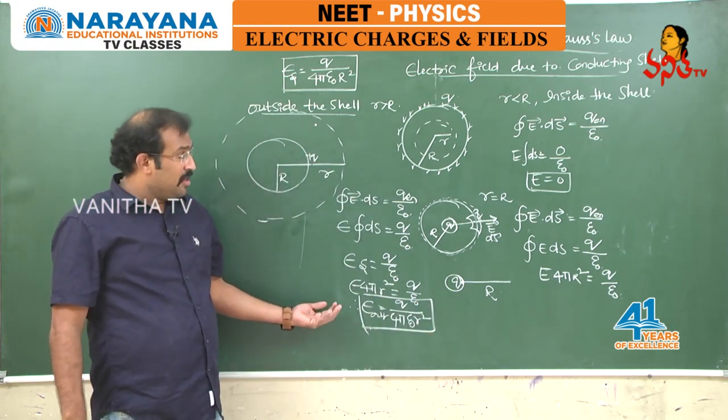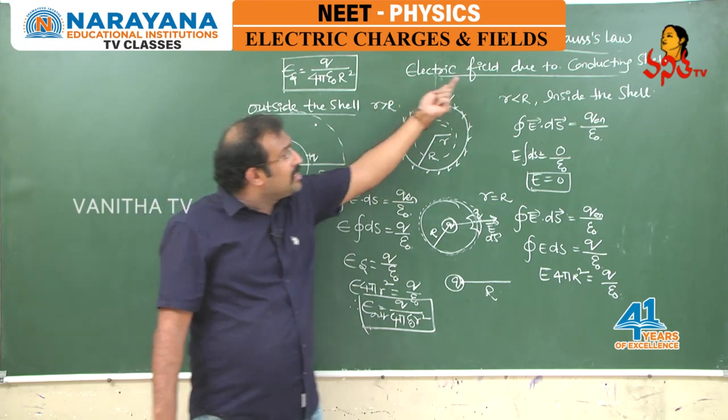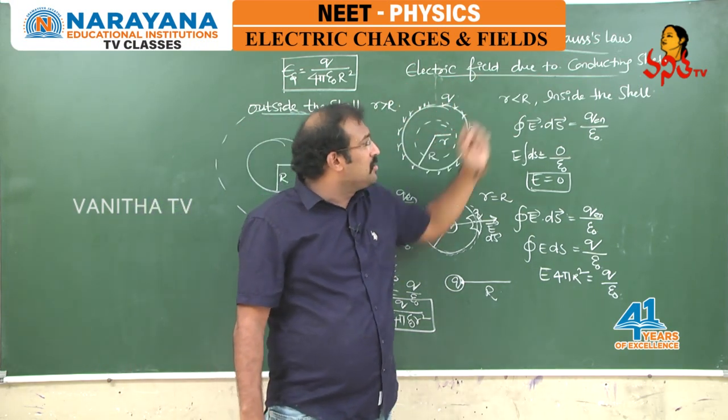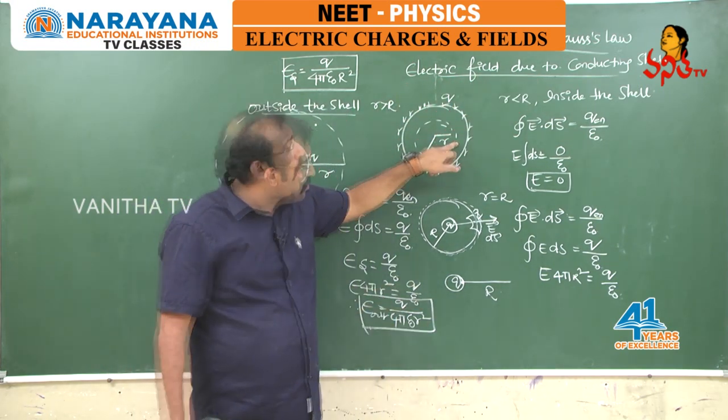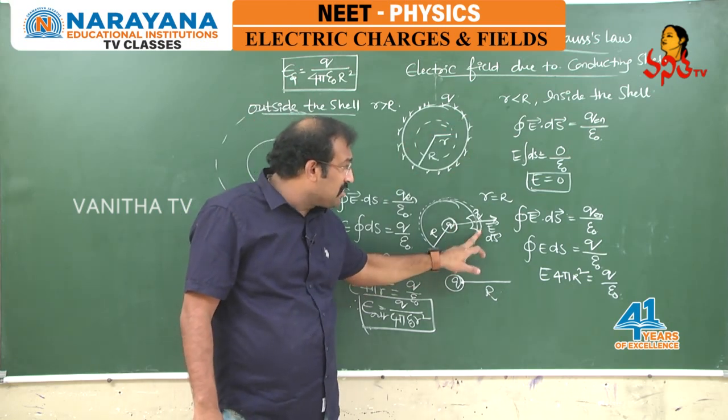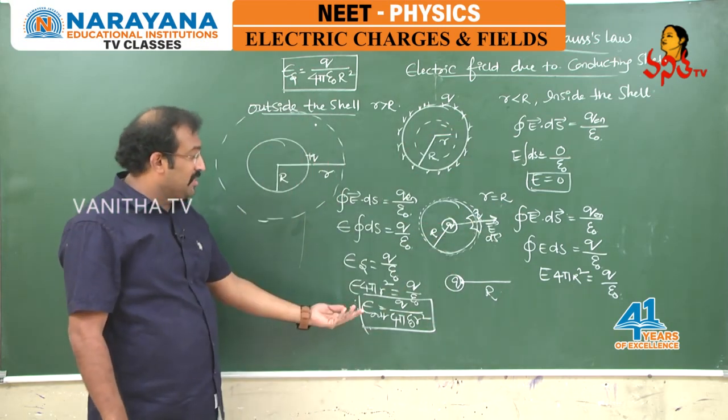This is how we can find the electric field strength due to a conducting shell: inside, where r is less than R; on the surface, where r equals R; and outside the shell, at any point.